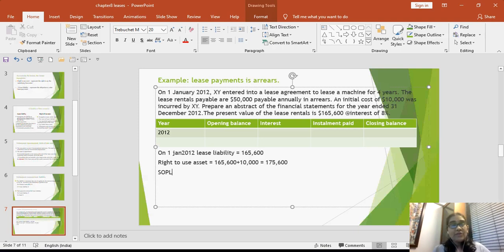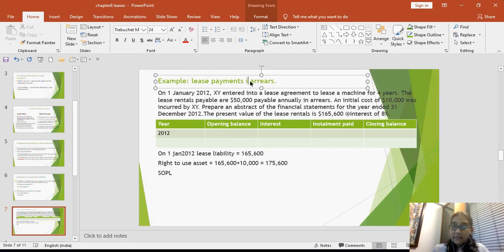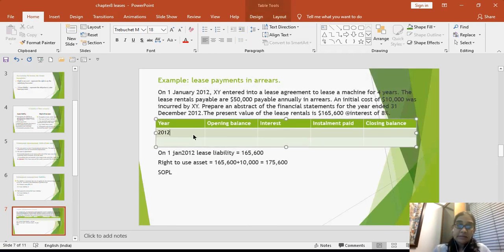Now we need to prepare the abstract of SOPL and SOFP as on 31st December 2012. So before we do this, we need to fill up this table. Now remember, these are lease payments in arrears. So the first year is 2012. When you started this year, you had a lease liability of 165,600, correct?